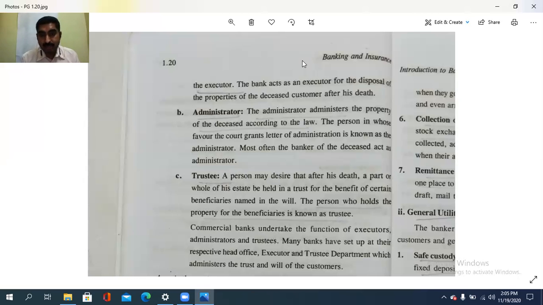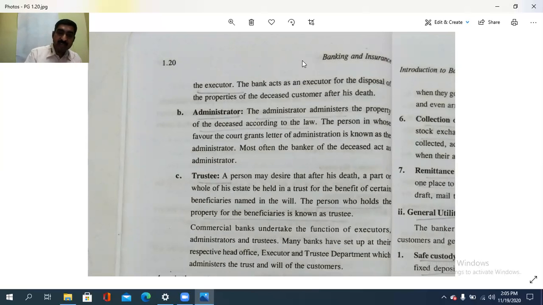To administer the property of the deceased person, as per the law, the court grants that letter of administration to the person. He is the administrator. The one to whom the court has given it, that is the administrator.